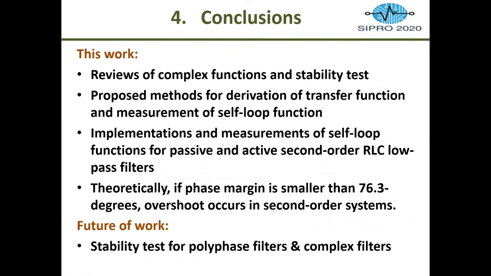Now let's conclude our work. In this presentation, we review some characteristics of complex functions and the stability test. We also propose some methods to derive the transfer function and measure the loop gain function. The theoretical analysis is verified by the practical measurement. If the phase margin is smaller than 76.3 degrees, this system is unstable, so we have to improve the overshoot.